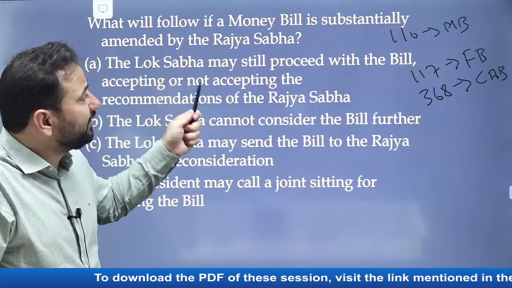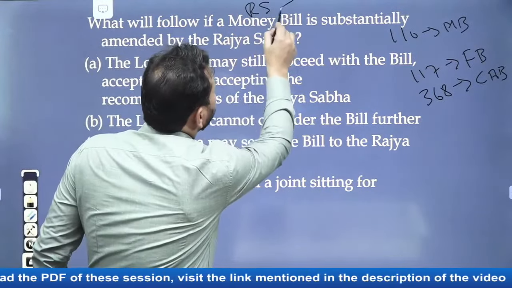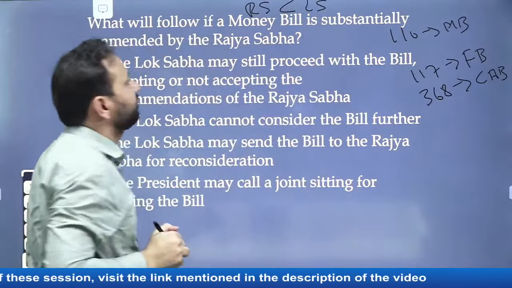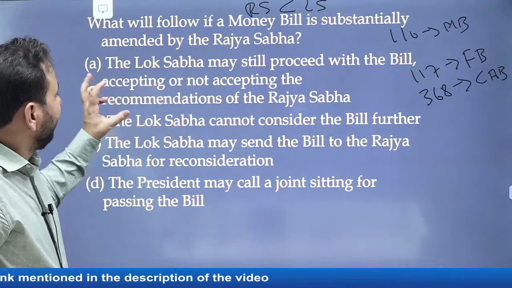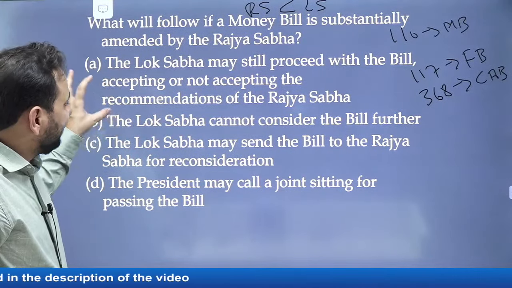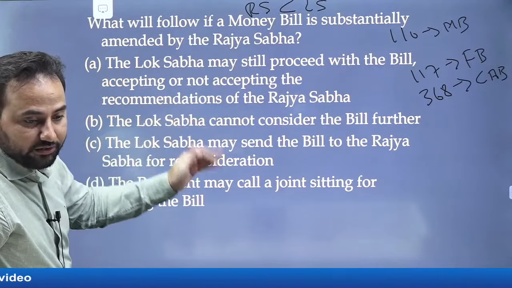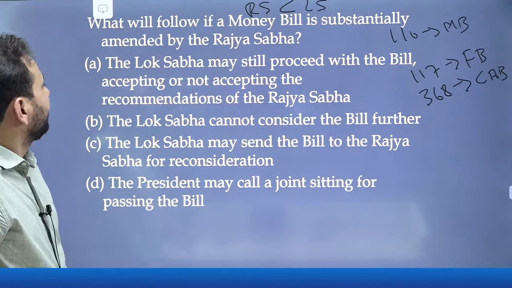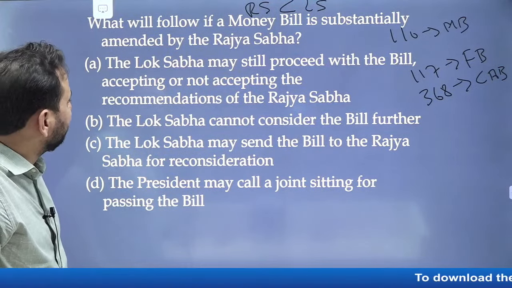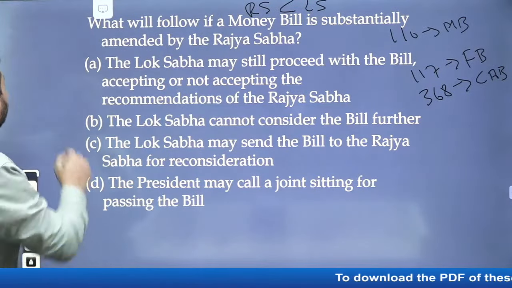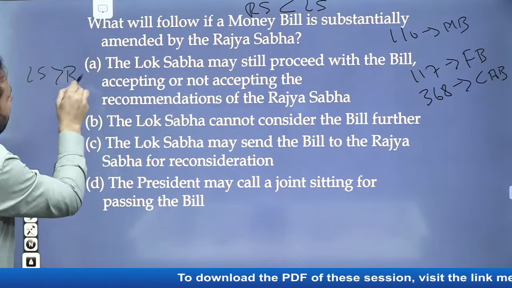When we talk about the money bill, always remember that in this case, Rajya Sabha is less powerful than the Lok Sabha. So if Rajya Sabha is less powerful, then automatically there will be less role of the Rajya Sabha. Now see the options, you will automatically jump to the answer. The Lok Sabha may still proceed with the bill, accepting or not accepting the recommendations of the Rajya Sabha. This shows the concept of Lok Sabha being more powerful than the Rajya Sabha.